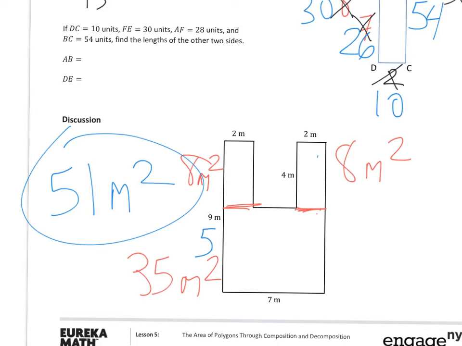For this one, we didn't do 9 times 7, because 9 is for this whole side. So we took out the 4 meters for this side, and we're left with 5. 5 times 7 is 35 meters squared. So now we have the area for 3 different rectangles. 8 for this one, 8 for this one, 35 for this one. If we add them all together, it is 51 meters squared.